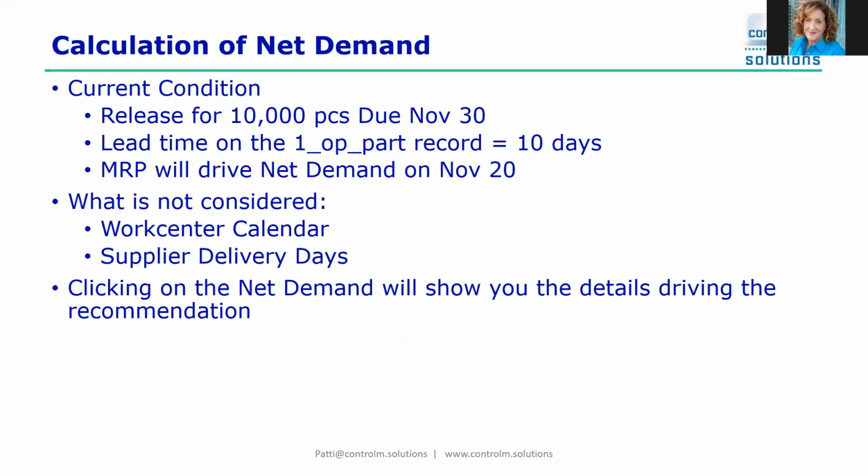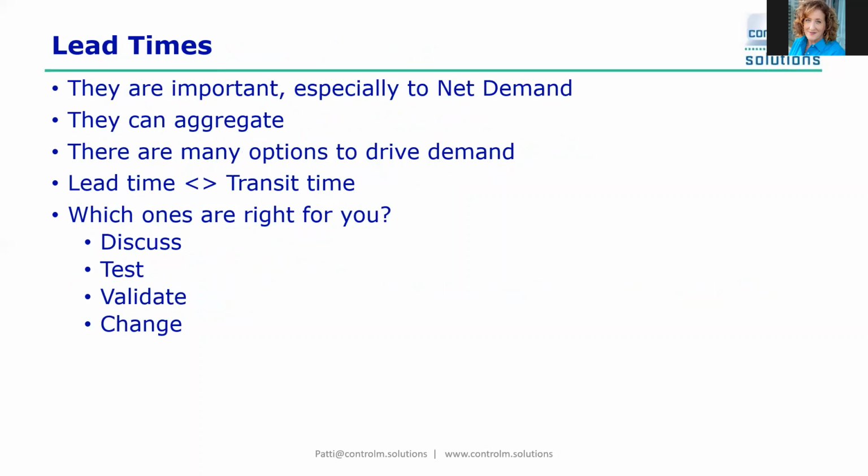Remember, net demand can't consider the work center calendar or supplier days because we don't have a job, so we don't know what work center to use. And MRP's front screen doesn't know what supplier we're buying from. We could pay more for fast delivery, or we could save money with a standard supplier. So net demand relies heavily on those finished good part lead times.